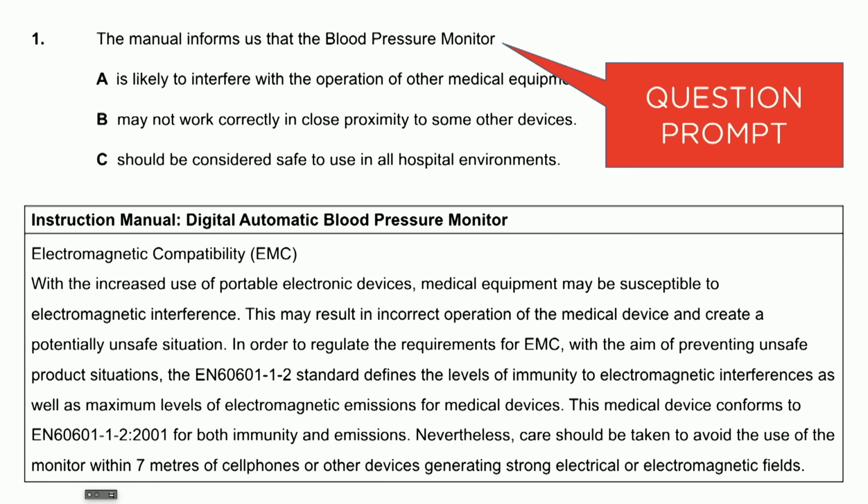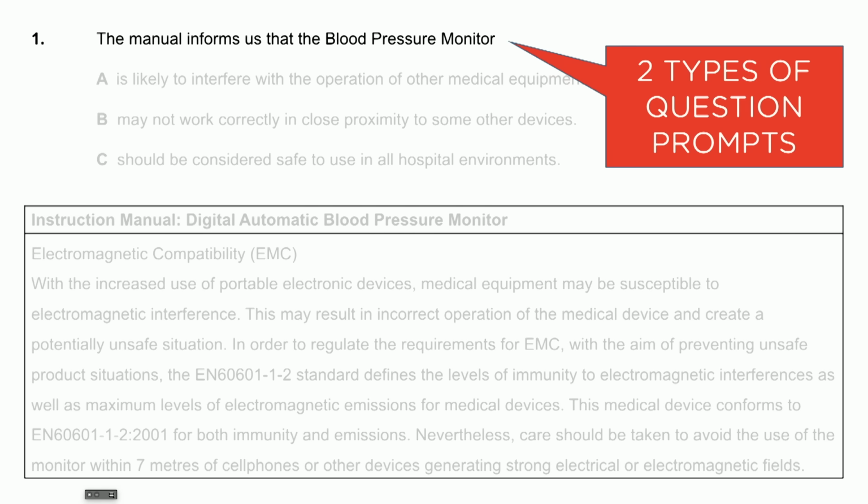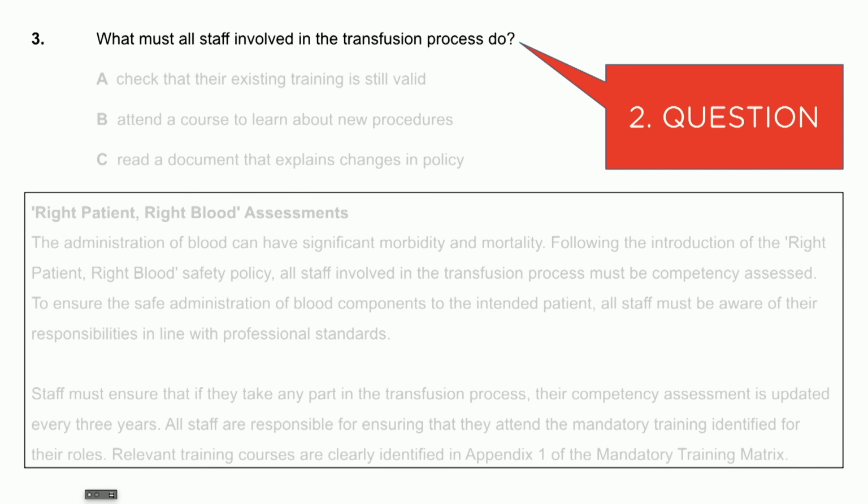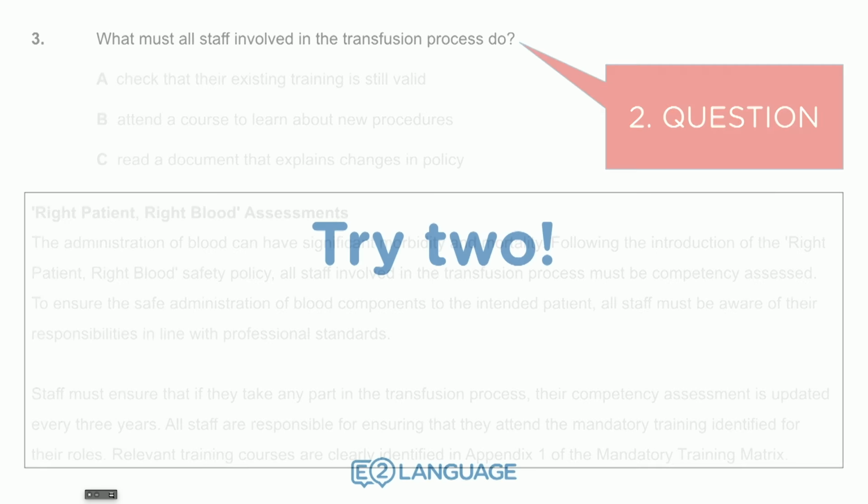Now there are 2 types of question prompt that you will see. You're going to see the incomplete sentence, like this one here, where the answer option completes the sentence, or you're going to see a direct question like this one here with a question mark on the end, okay? They're the 2 different question prompts you will see. Of course, it's going to ask you about that text.